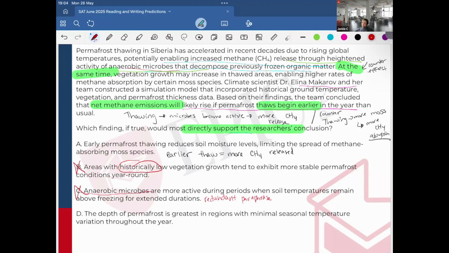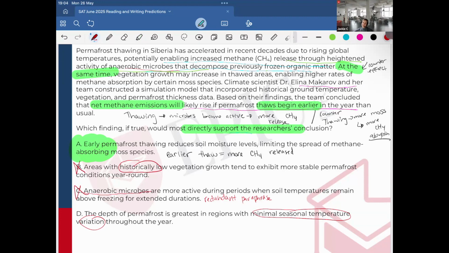And D, the depth of permafrost is greatest in regions with minimal seasonal temperature variation throughout the year. Okay, but this is talking about seasonal variations throughout the year. That's not talking about the timing of the thaw. And this doesn't really affect the net methane emissions or early thaw release. So perhaps it's scientifically true, but it's not relevant to our claim. And therefore, I can definitely conclude that A was the one that made the most sense.